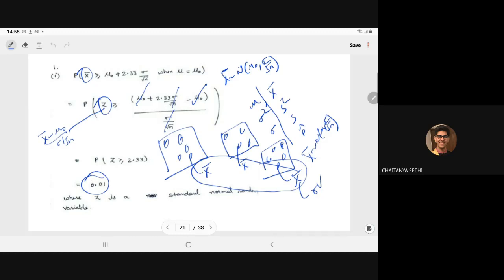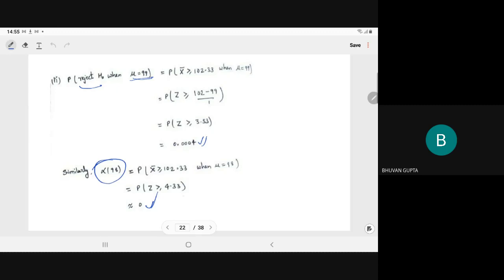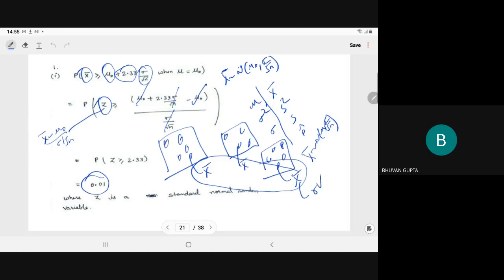So when we put this value 100, 2.33, this is the one that you will get. On solving you will get 102.33. Right? Means this is the 100 plus 2.33 into 1. So that is the 102.33. Clear? Yes, sir.